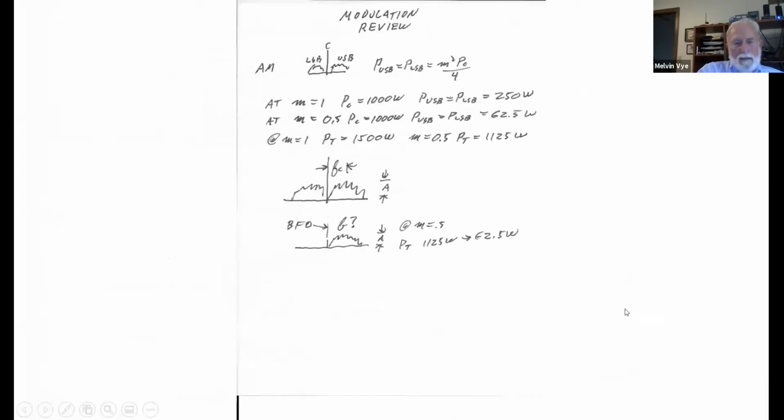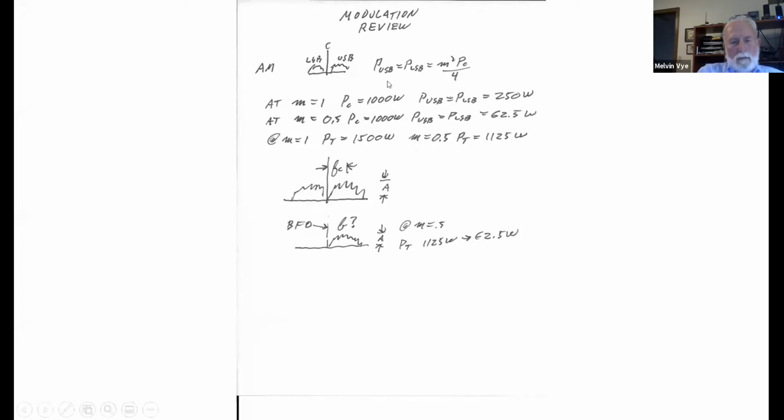Now, let's pause for a little bit and go back more to the basics and look at modulation review, because we have to explain why, when I transmit on lower sideband, I have to receive on upper sideband. If we go back to traditional AM, we have a carrier, an upper sideband, and a lower sideband. And the power in the upper sideband and the lower sideband is m squared times the power in the carrier over 4, where m is a modulation index, anywhere from 0 to 1.